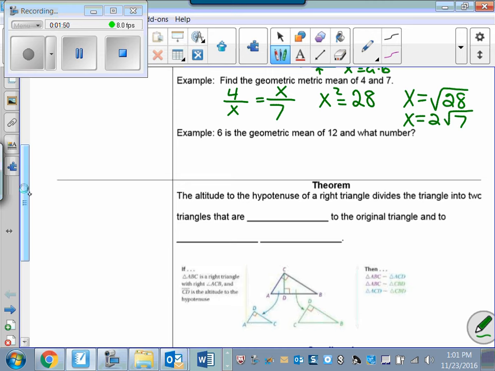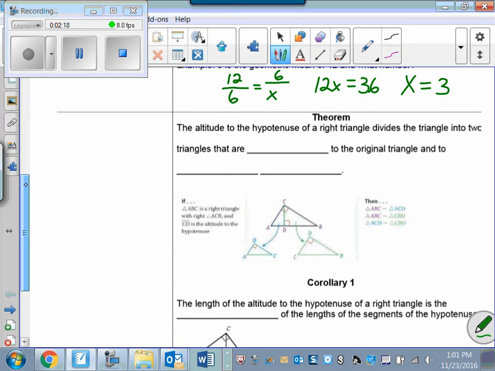Okay, what if I want to know this? 6 is the geometric mean of 12 and what number? Well, I know what the geometric mean is, so I'm going to put it here as the means. Just take the cross product. 12x is 36, therefore x has to be 3. So 6 is the geometric mean of 12 and 3.